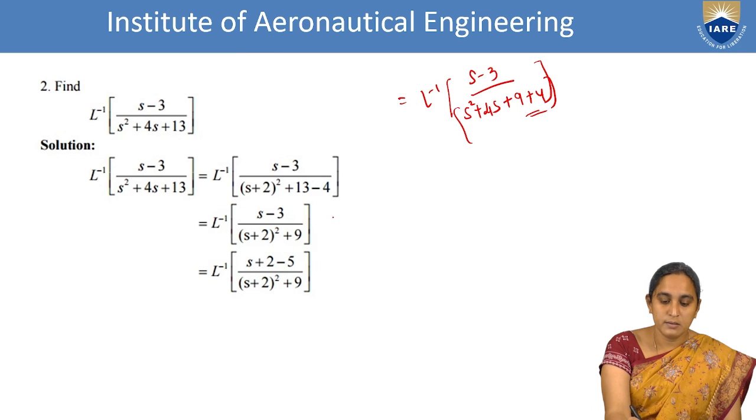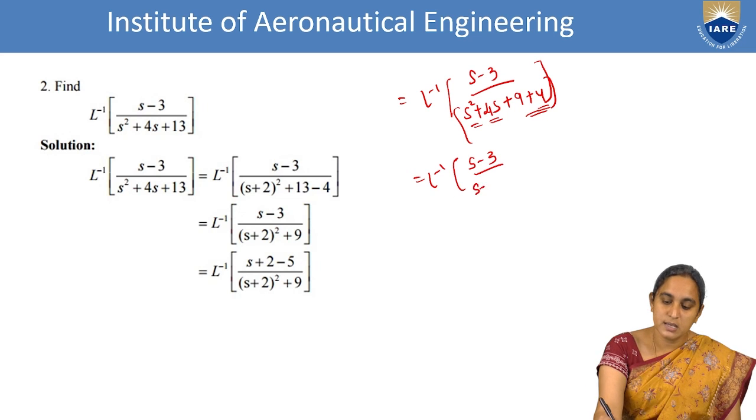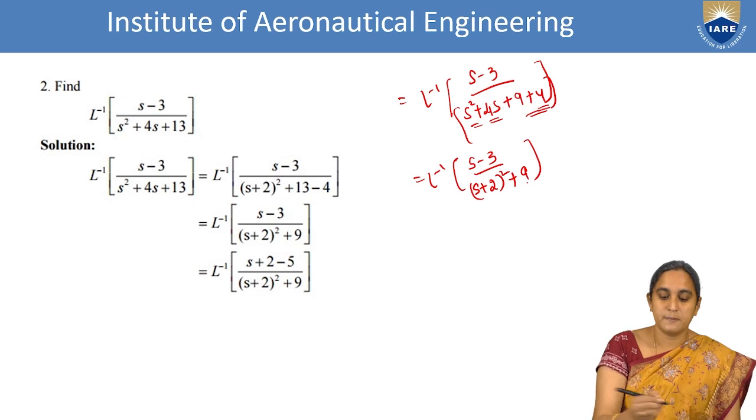Then Laplace inverse of s minus 3 by, which is in the form of a square plus 2ab plus b square, that is s plus 2 whole square plus 9. This is this one.